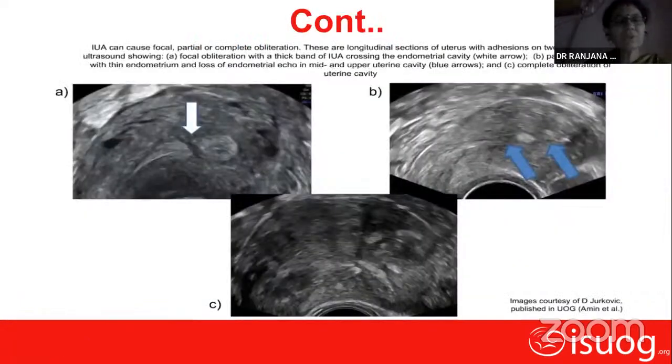See, again you are seeing a strip lesion in between the two functional layers. The arrow shows the strip lesion. See, again in the next it is showing the strip lesion, and in the lower one it is completely obliterated. The whole endometrial cavity is obliterated.